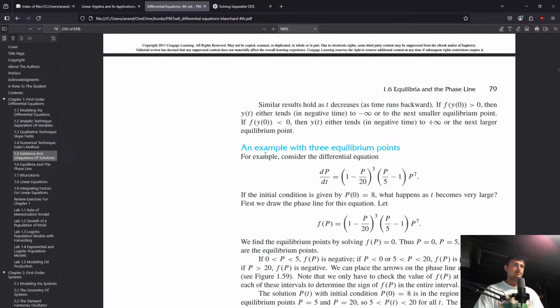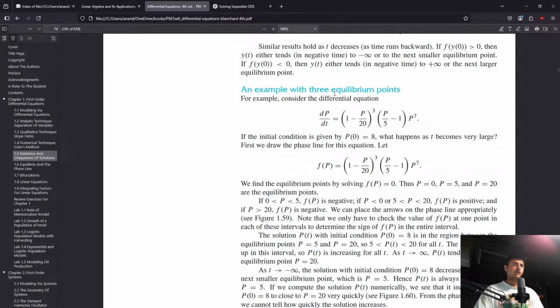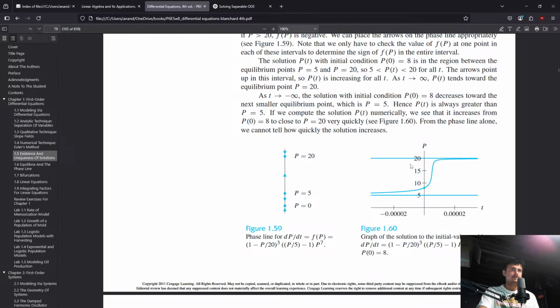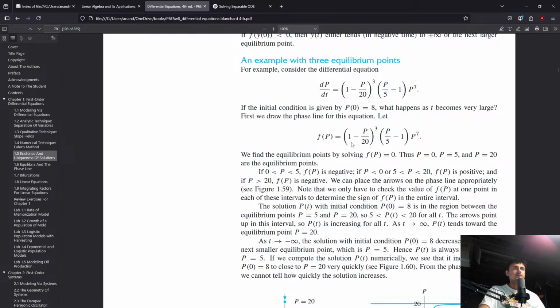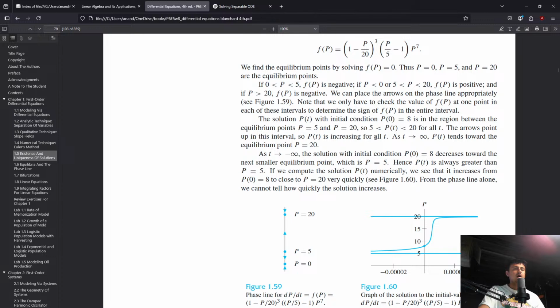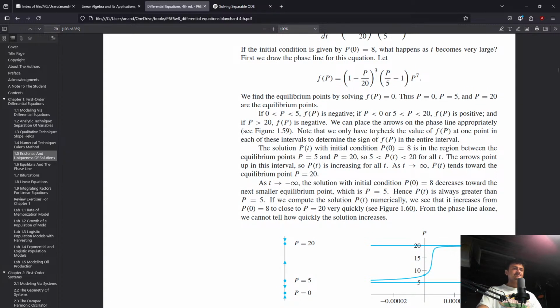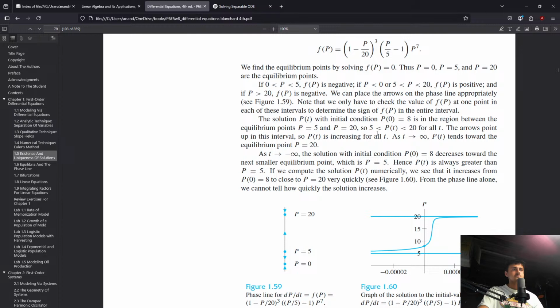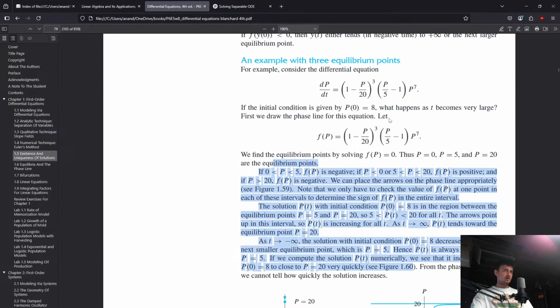An example with 3 equilibrium points. All right, so we have this big differential equation with a high degree polynomial. If p equals 5, p equals 20, and if p equals 0. What a weird graph. Okay, they just do an example. All right, we can read this example.